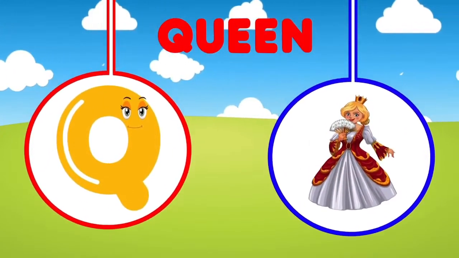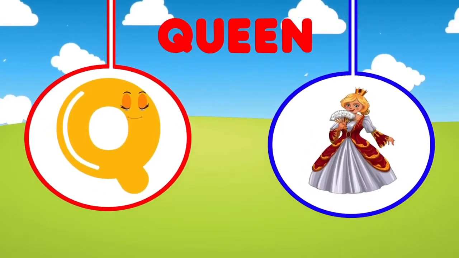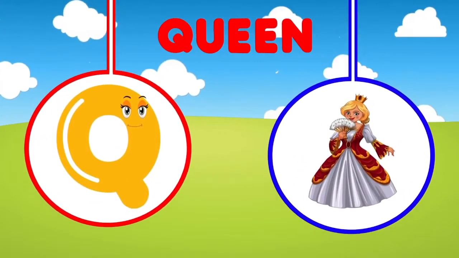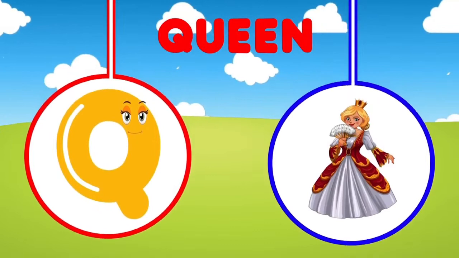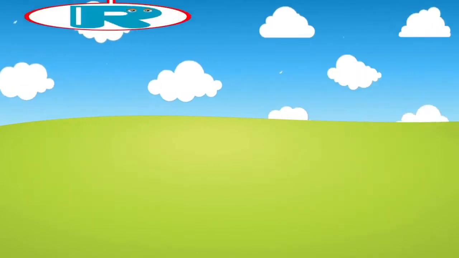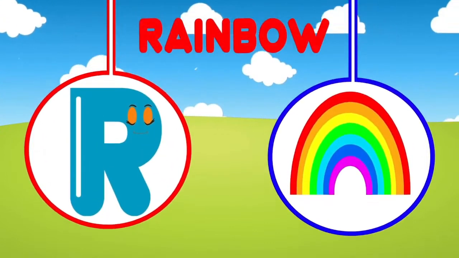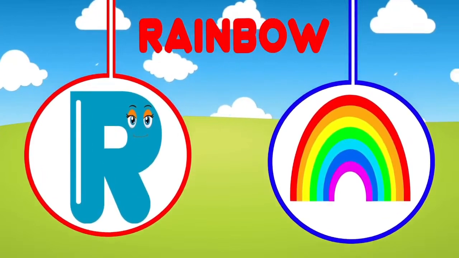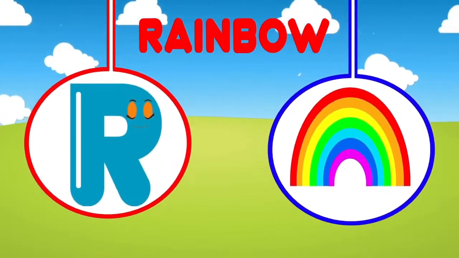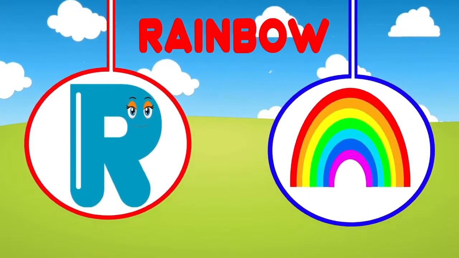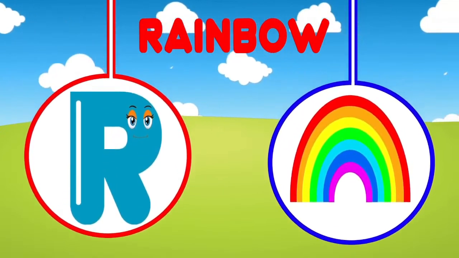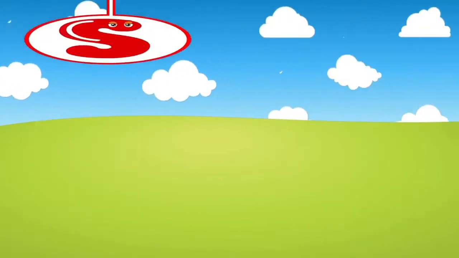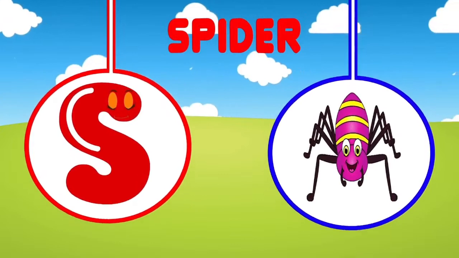Q, Q, queen. Q, queen. R is for rainbow. R, R, rainbow. R, rainbow. S is for spider.